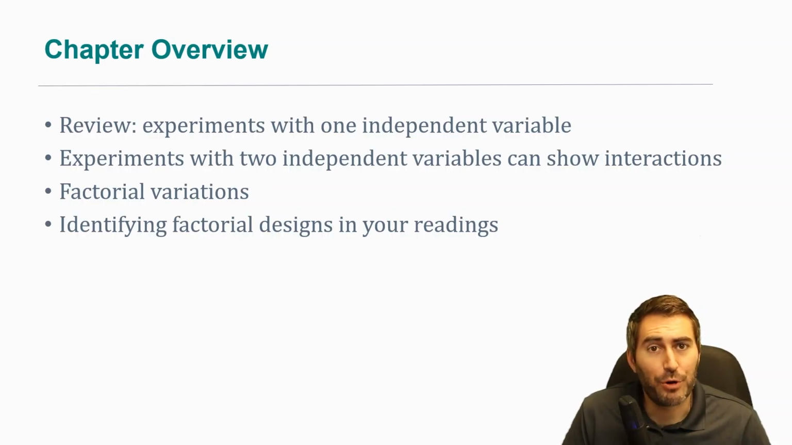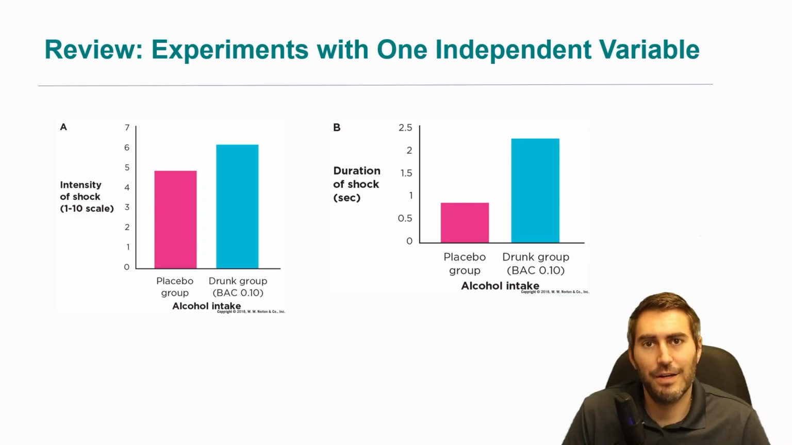We'll first start off by briefly reviewing some of the types of studies we went over last week, specifically those that simply use one independent variable. We'll then talk about experiments that use two independent variables at the same time and how, by employing this method, we're able to see how these two variables interact with each other. We'll also discuss factorial variations of these types of studies, as well as discuss how we can go about identifying such factorial designs in your own readings and experiences. So let's first review single independent variable studies.